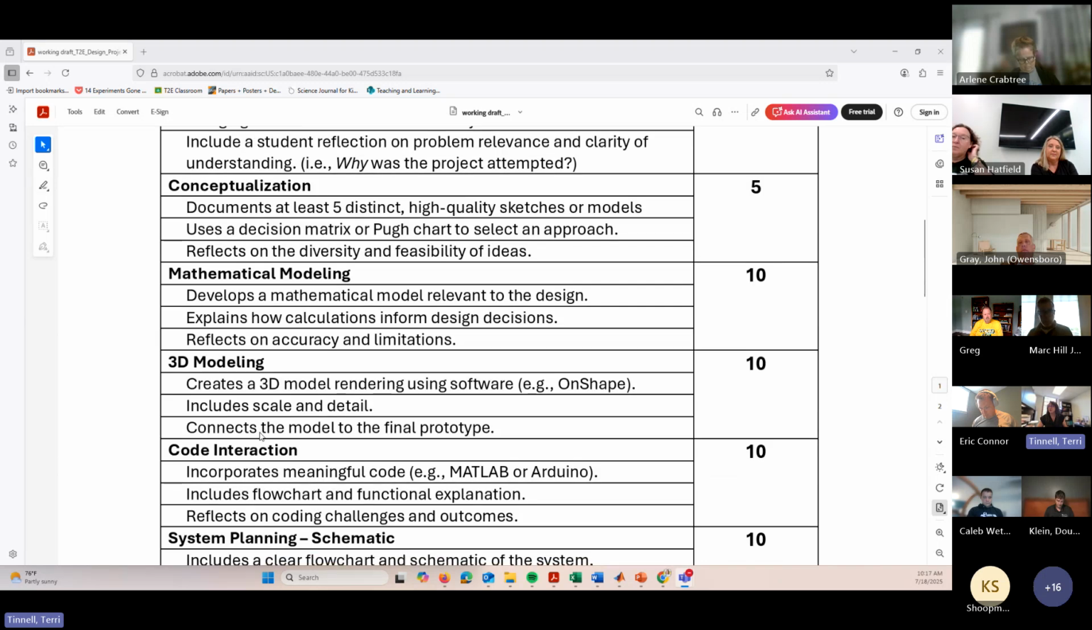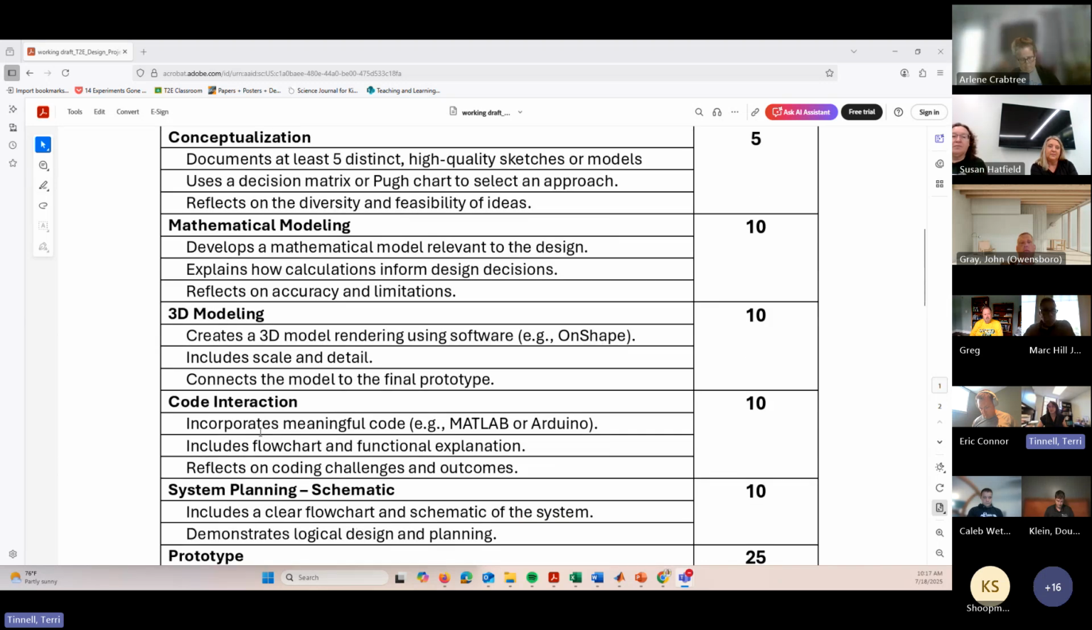And then in terms of this project, we look for 3D modeling. That is a skill that we at the university, when we're talking about the credit option, when we award a student the credit, we are saying that they have demonstrated that skill.